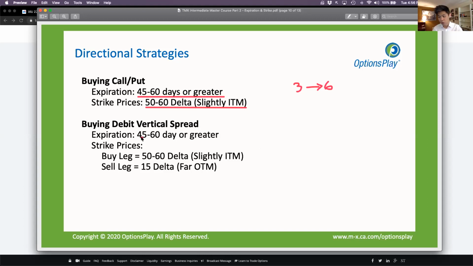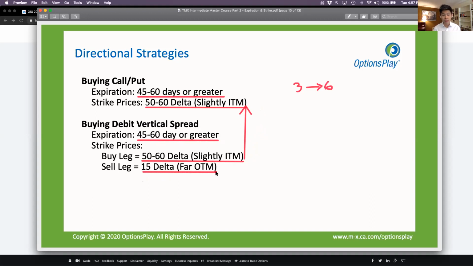But when you're trading a vertical debit spread, you're also choosing 45 to 60 days. You're also buying the 50 to 60 delta call option. You're actually buying the same one as you're doing up here. But what you're doing is you're selling a far out of the money option against this. So this is really where you're optimizing both sides that we're talking about. We talk about buying an option that's in the money, that has low time decay. And then you're selling an out of the money that has high time decay.